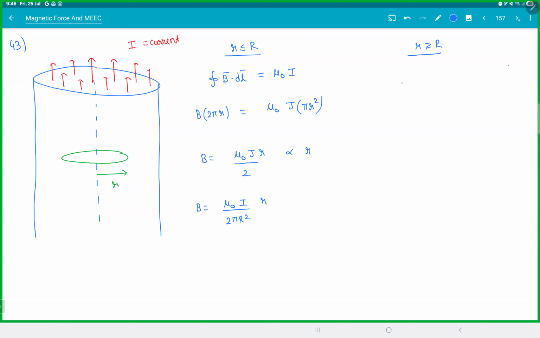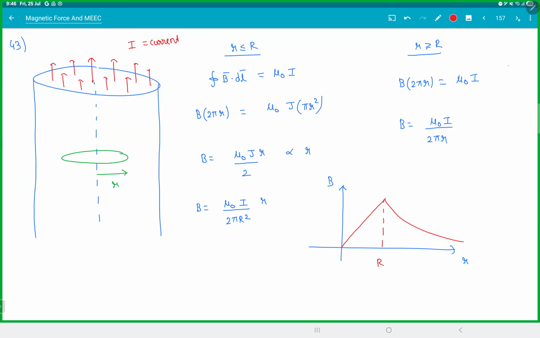For r greater than R, this will be again B into 2 pi r. It behaves like an infinite wire at the center. Yes, for the hollow and the solid, it behaves like an infinite wire at the center. So if you try to plot the graph, it kind of looks like the solid sphere result in electrostatics. It will be a linear function and then decays. Clear?